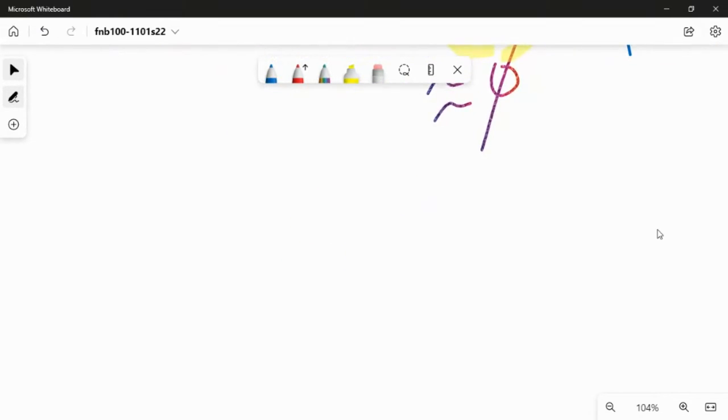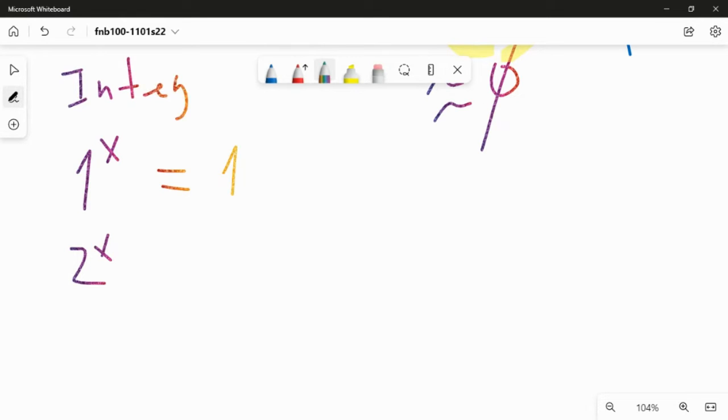Because no matter what you do to 1, right? 1 raised to whatever is still 1. So 1 cannot be used as the base of any log, or it cannot be used for raising. But then the next thing is 2. But think about it. These are only integers, right? They are only integers.